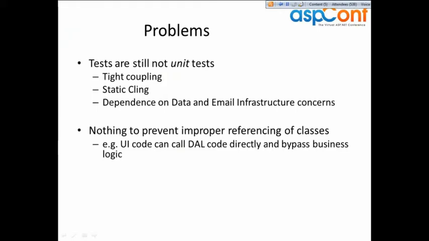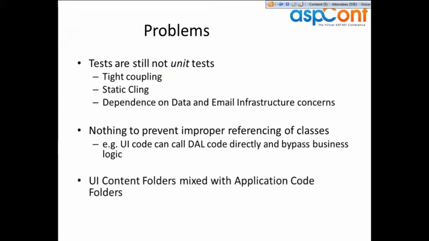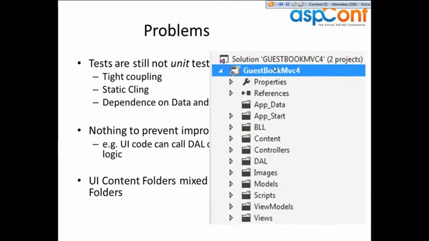Now let's talk about the solution structure. If we look at the folder structure, we can see that we have a lot of mixed concerns here. So we've got app start, which is server-side code, BLL is server-side code, content is client code, controllers and DAL are server-side, images are client, models are server, scripts are client, and views are kind of both. So there's a big mix of things here.